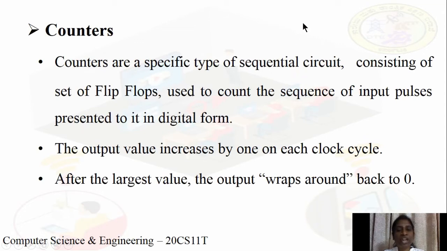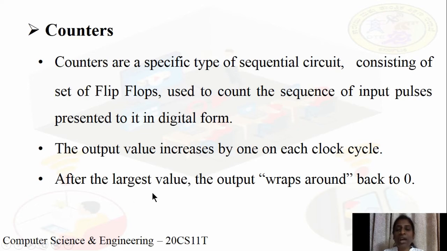Counters are a specific type of sequential circuits. These are mainly used to count the sequence of input pulses. These input pulses are fed or presented to the counters in digital form. Digital form means it will be in the form of zeros and ones, binary form. After counting, the output values will be incremented by 1 on every clock cycle. For every clock, the output value will be incremented by 1.